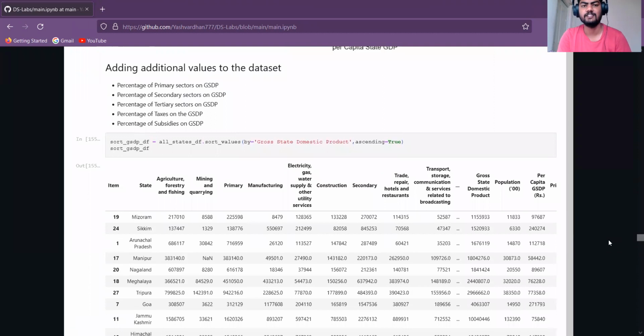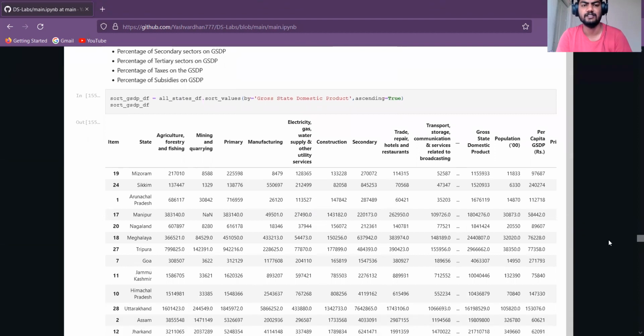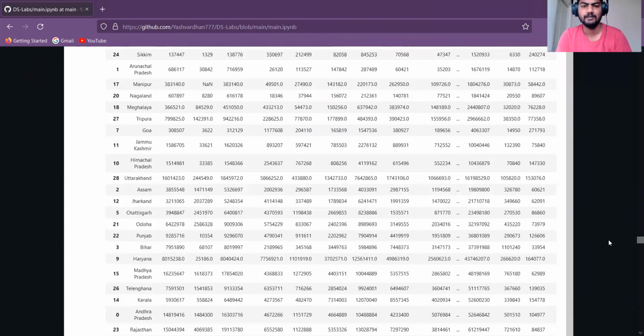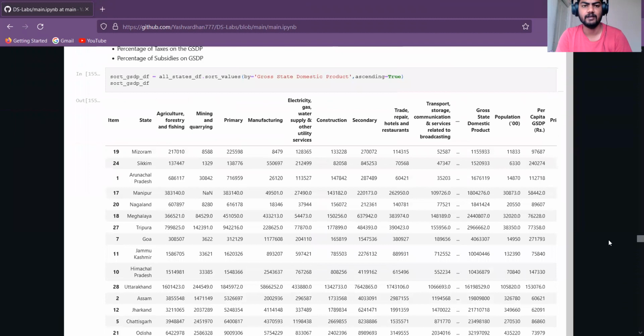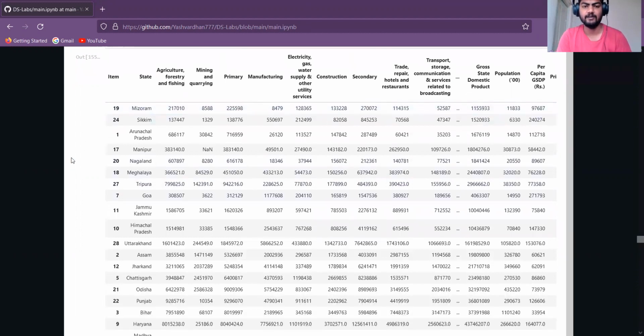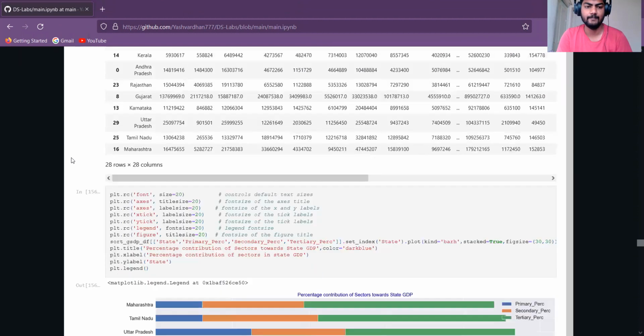Then we add some additional values to the data set, which are the percentage of primary sector on GSDP, percentage of tertiary sector on GDP, percentage of taxes on GDP, percentage of subsidies on GDP, and the factors which contributed to the primary, secondary and tertiary sectors. The values for each state are given by this table.